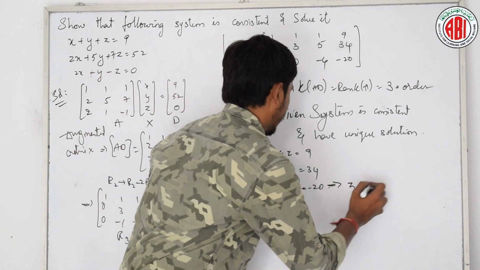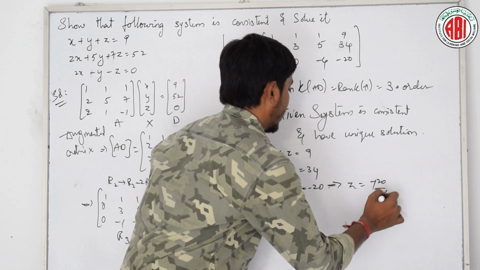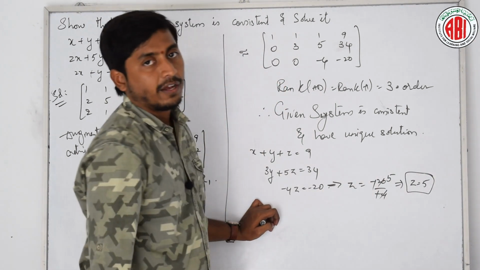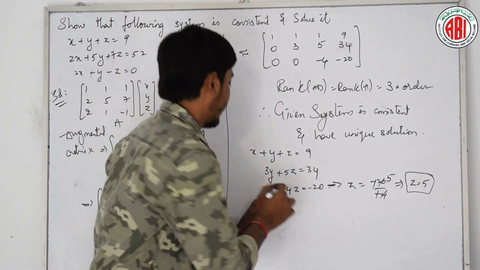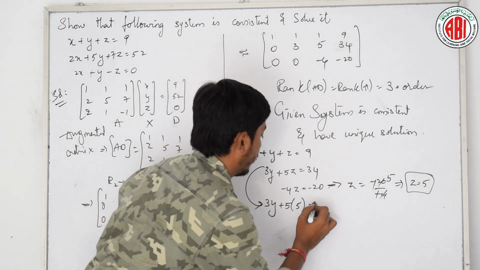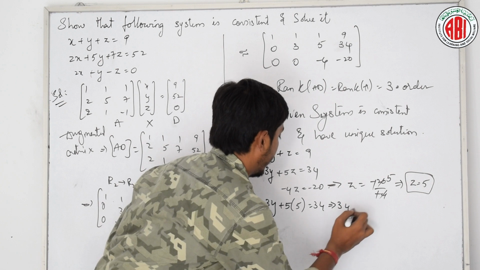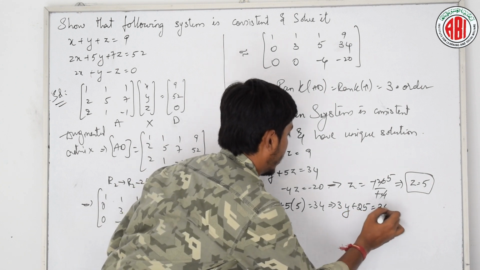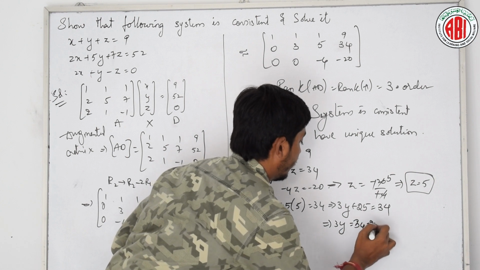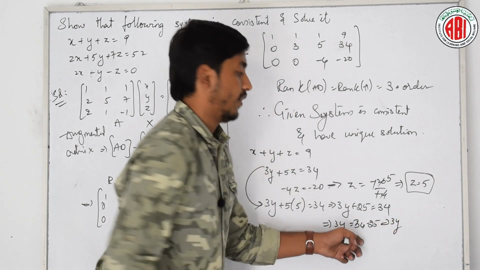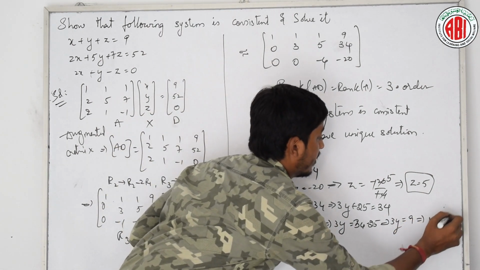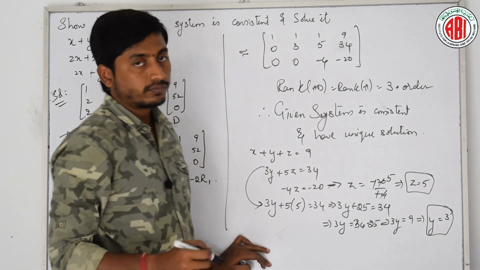Fine. From this we get z is equal to minus 20 by minus 4, minus cancel, we get it as z equal to 5. Okay, just substitute this z equal to 5 in the second equation. What do we get? 3y plus 5 into 5 equal to 34, that is 3y plus 25 equal to 34. 3y is equal to 34 minus 25. What is it? 34 minus 25 is 9, obviously. Therefore, y is 3. Is it clear?